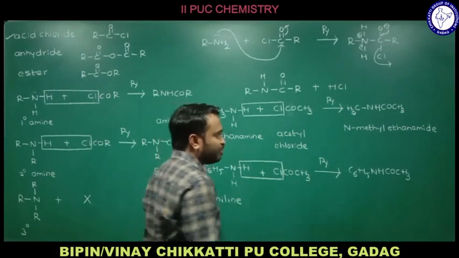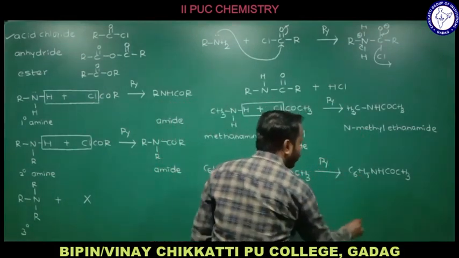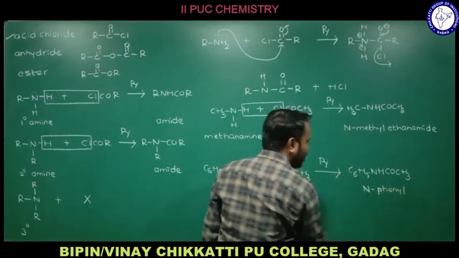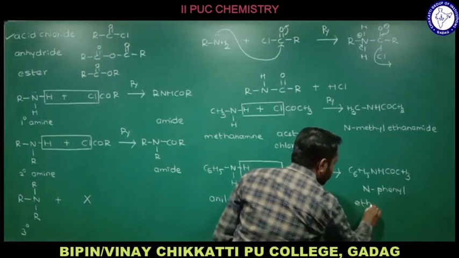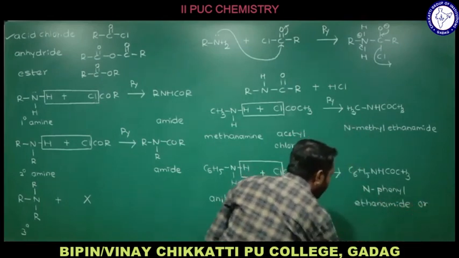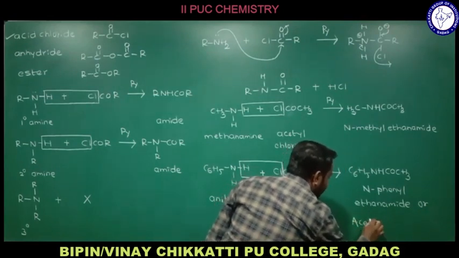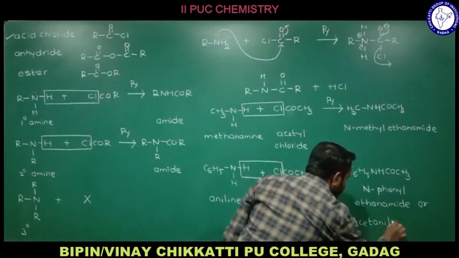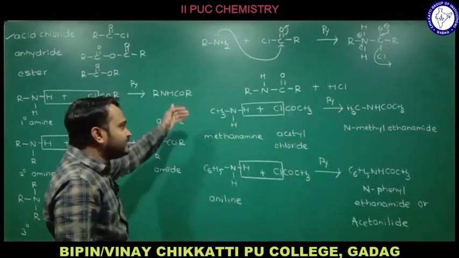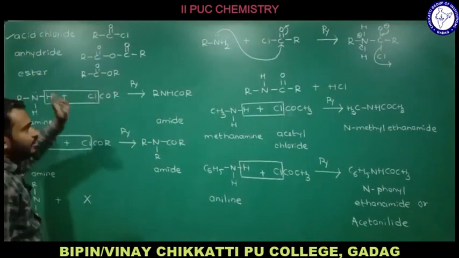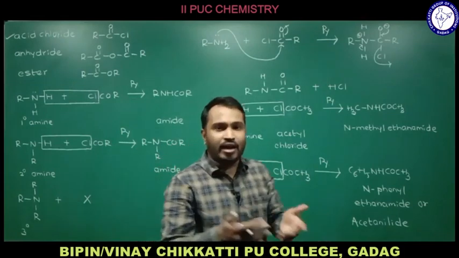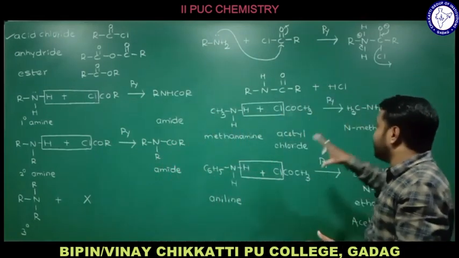So what would be the name of this compound? This is the phenyl group. Therefore the name I am going to consider is N-phenyl, and 2 carbons we have, so that is also ethanamide, N-phenyl ethanamide, and a well-known name we have for that one, and that is acetanilide. So this is how we can consider the structure of acetanilide, and this is how when an acid chloride reacts with a primary amine or a secondary amine, whether alkyl amine or aryl amine, we are going to get the respective amides here.